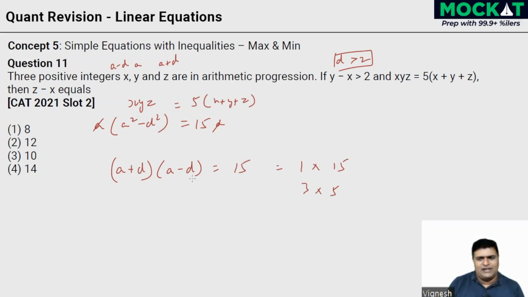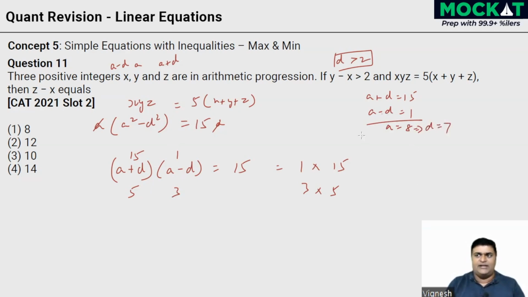So a plus d and a minus d, this is the bigger term. So if a plus d is 15 and a minus d is 1, or I can have a plus d is 5 and a minus d as 3. Only then both a and d are integers, integer into integers, another integer. So if a plus d is 15 and a minus d is 1, if I add the two of them, 2a equals 16, a equals 8, and if I substitute here, d is going to be coming to 7.